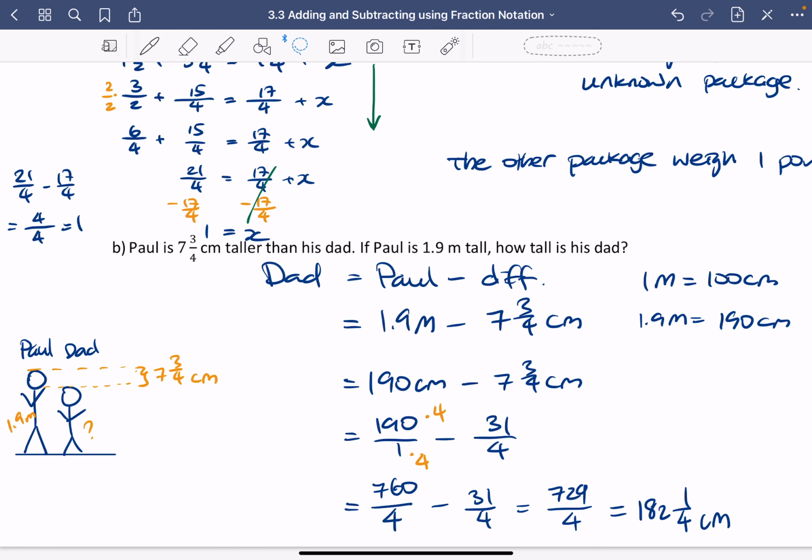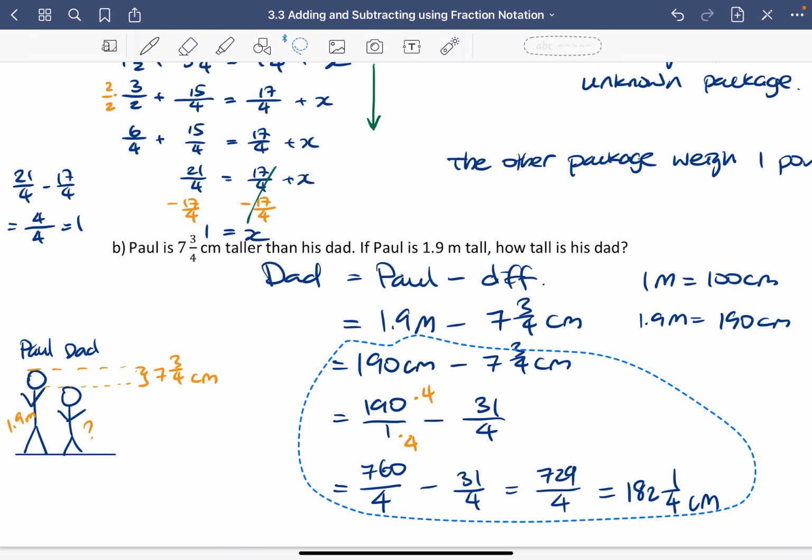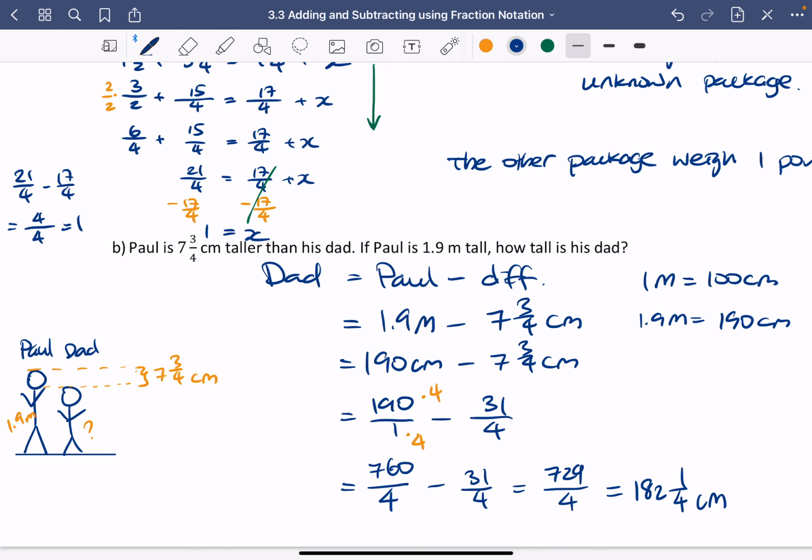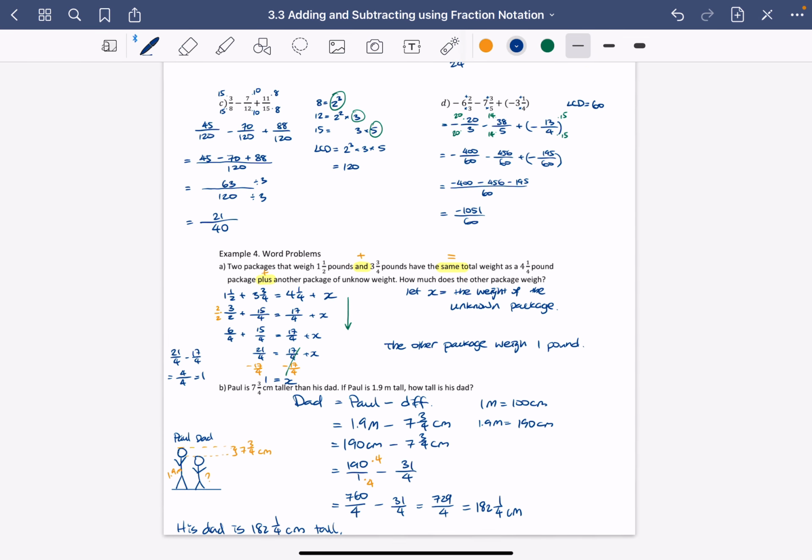So Paul's dad is 182.25 centimeters tall, or you can say 182 1/4 centimeters tall. Just write a conclusion statement that his dad is 182.25 cm tall. 182 1/4 works as well, so whichever you like better.